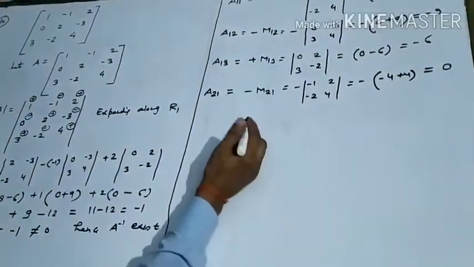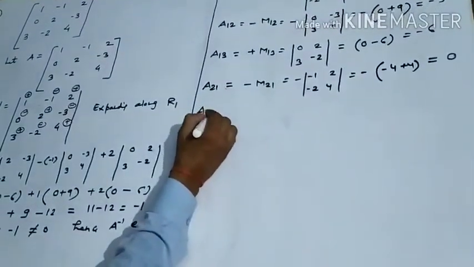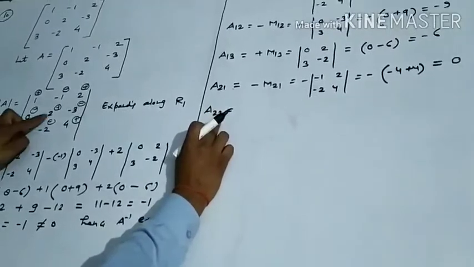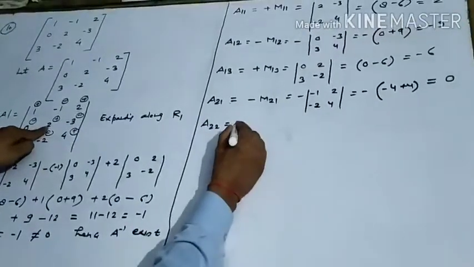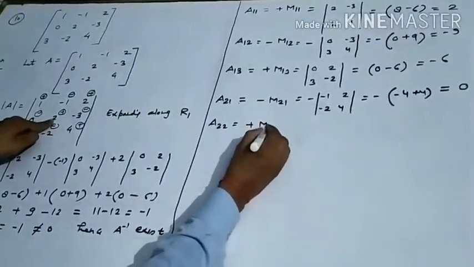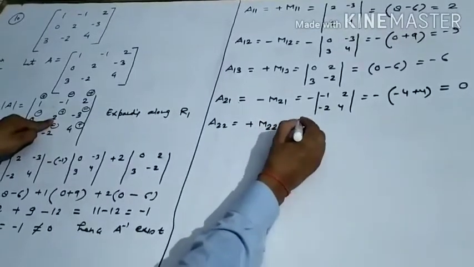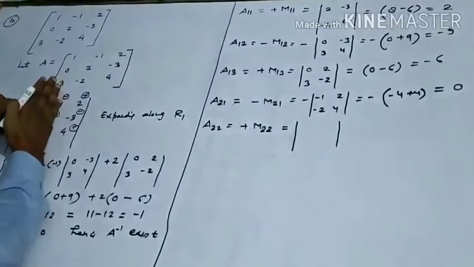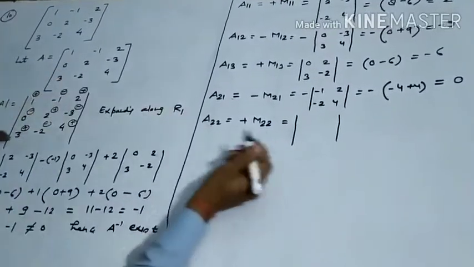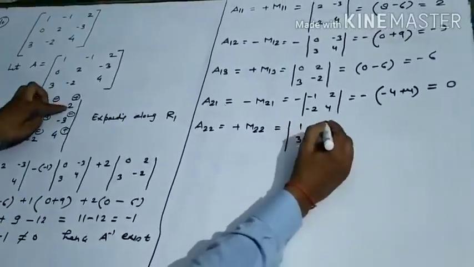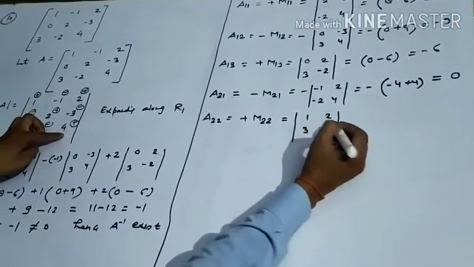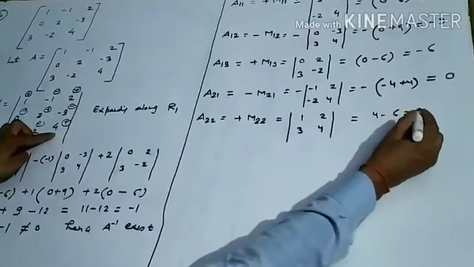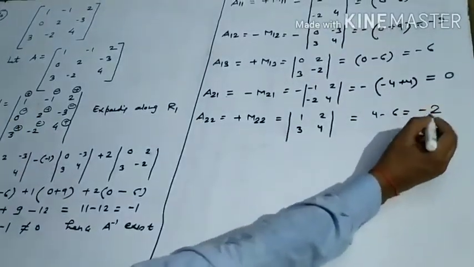Now after that, A22 means this is the cofactor of the element of the second row and second column, so the sign is plus, and then M22, the minor of the element of the second row and second column. This is obtained after leaving the second row and second column, so we have 1 3 and here this is the 2 and here this is the 4. So this is equal to 4 minus 6, or simply this is minus 2.